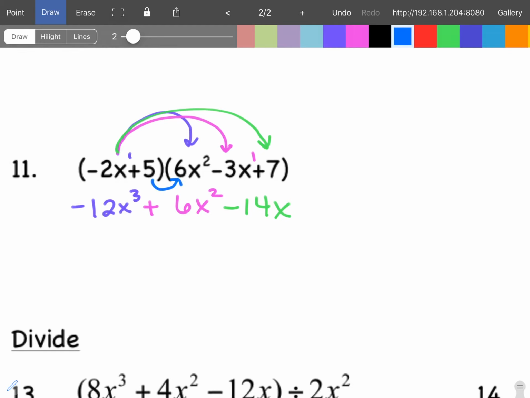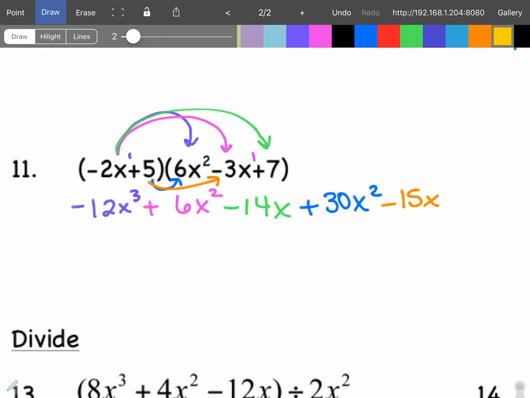So 5 times 6x squared would be a positive 30x squared. 5 times negative 3x is a negative 15x. And then 5 times 7 would be a positive 35.